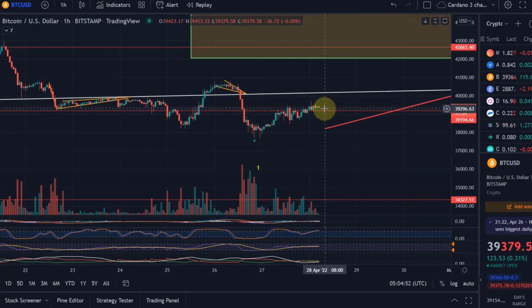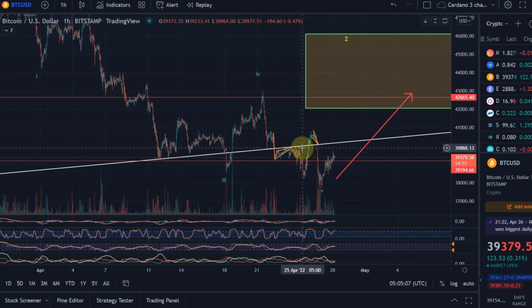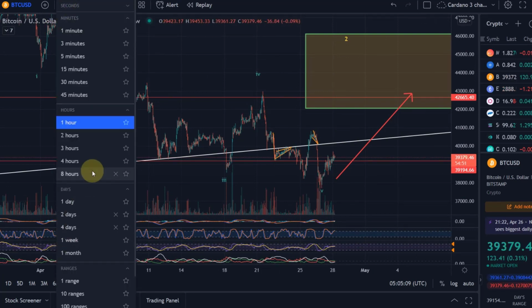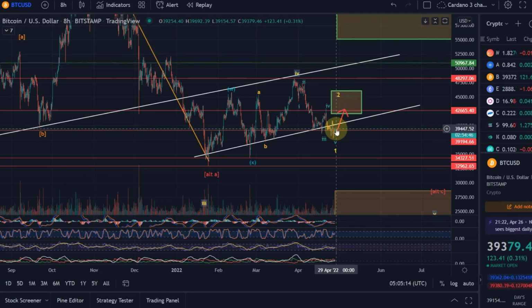What is important now for Bitcoin to fulfill that scenario is at some point to break the 40k level. It actually needs to be 40.2k now, which would take Bitcoin back into this channel with the white ascending trend line. Again, if I zoom out, you can see this channel. We're now potentially on our way back into the channel, and to reach that green target area, which is a wave 2, which should be reached in some sort of counter reaction now.